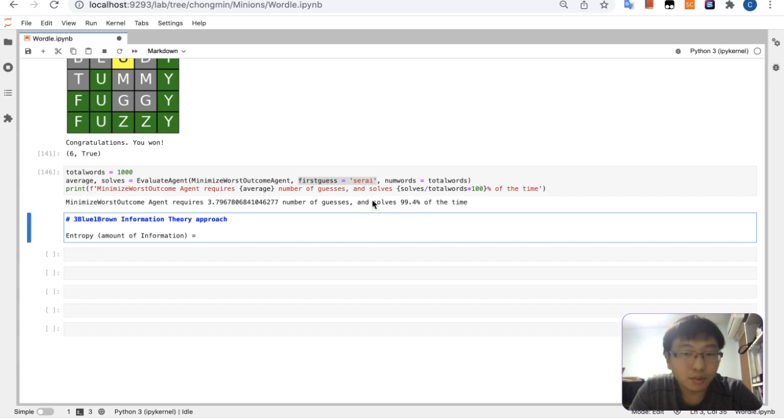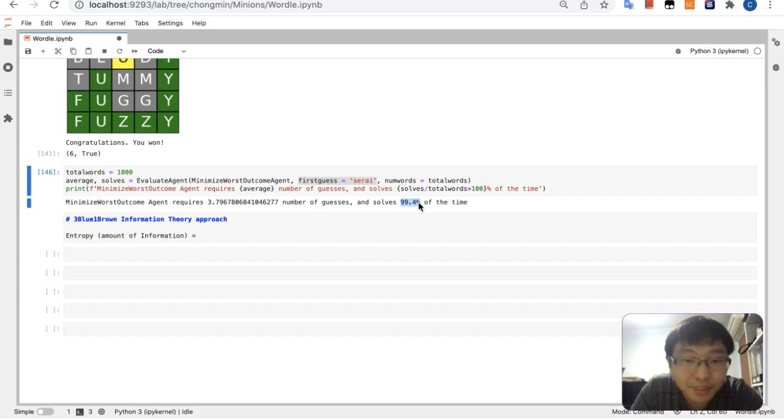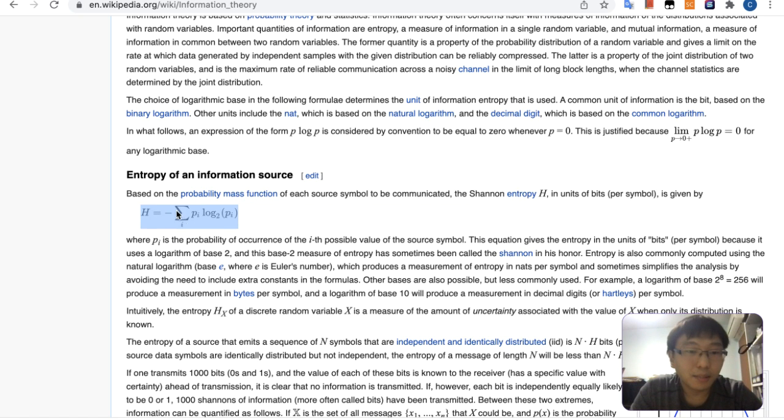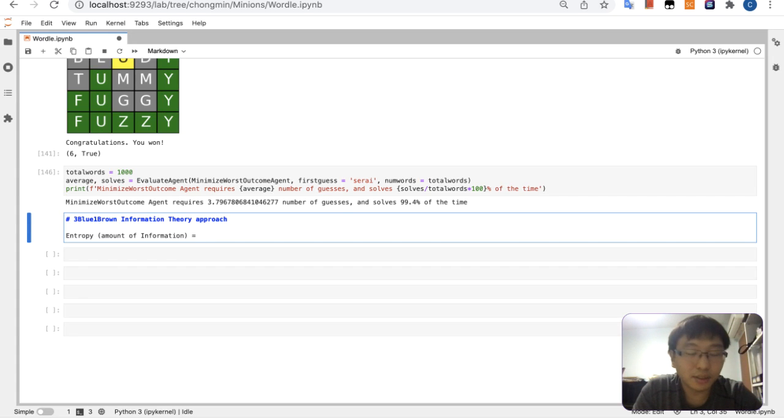Oh no, it didn't solve some of the time. See, 99.4% of the time. Some of it didn't solve, but it's pretty good. I think those that didn't solve are the less common words. But I guess this is hard mode, right? So if you let it not do hard mode, it will probably solve it all the time. Anyway, for entropy, see the equation again: minus summation over all i of pi log 2 pi.